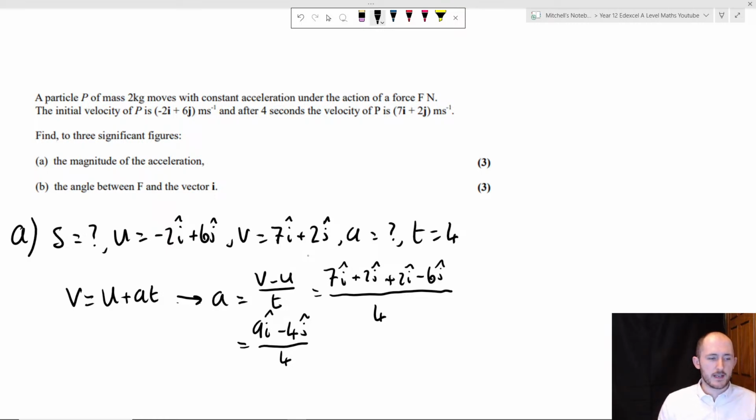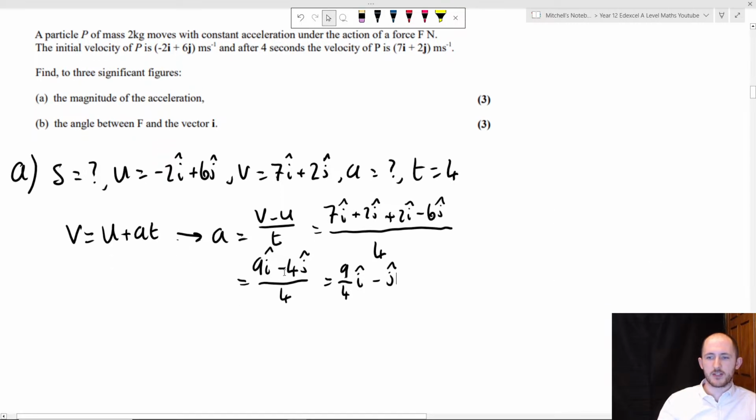Isn't acceleration negative 9.8? No, that's only in free fall. So if you drop something, then it's going to be negative 9.8 for the acceleration. That's only when you're dropping something. In this case, we don't know if it's being dropped or what's happening to it. So in other words, we have 9 over 4 i minus j. So that's my acceleration. However, it asks me to 3 significant figures. What's the magnitude of the acceleration?